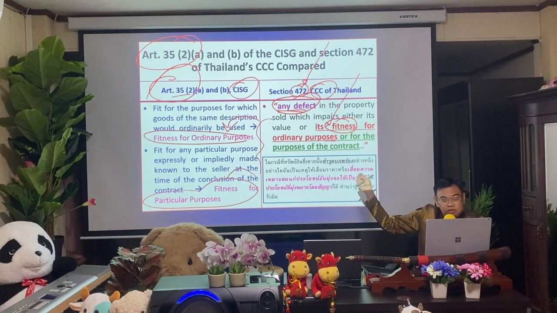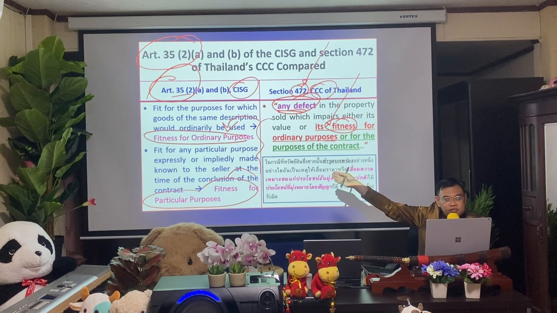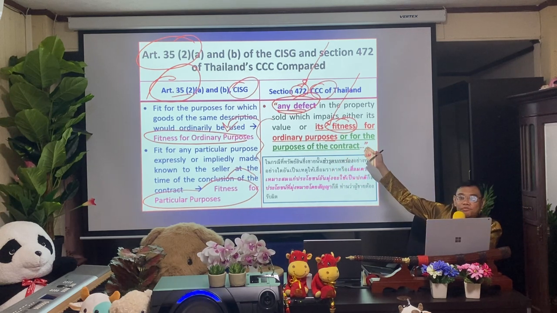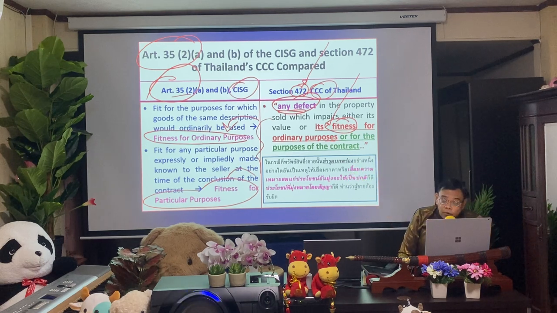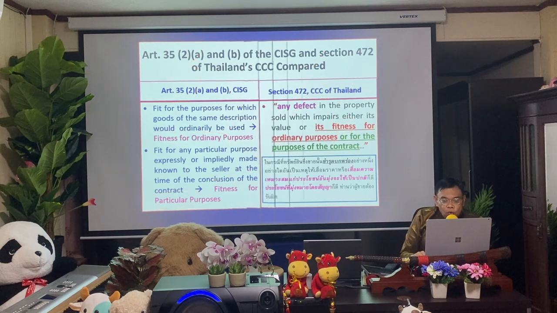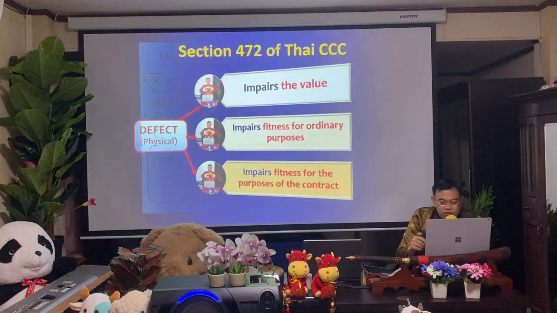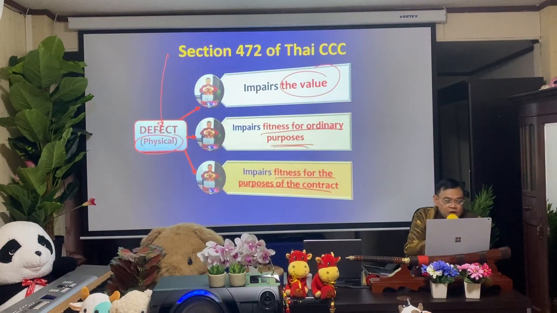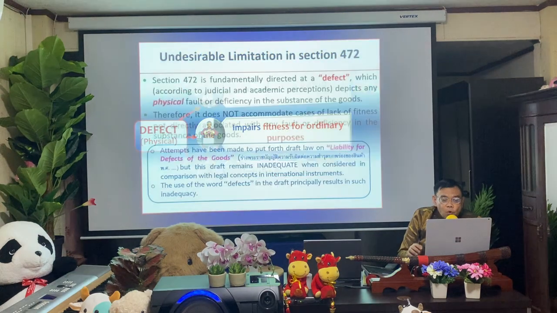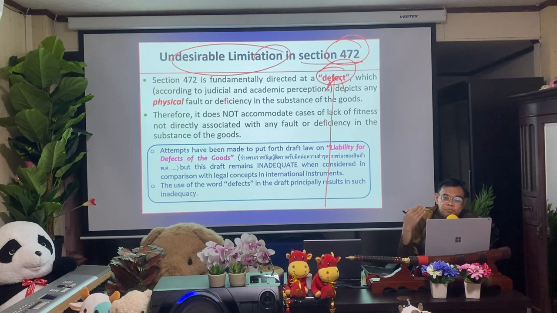Okay, so if you compare the concept of fitness in the CISG and the concept of fitness as found in section 472 of Thailand's Civil and Commercial Code, we can see differences. Indeed, we can see a substantial difference in that Thai law in section 472 of the Civil and Commercial Code uses the word defect in the first place. The defect will have to impair the fitness for purposes. So if there is no defect in the first place, this means that the case in question does not fall within section 472 even in the first place.